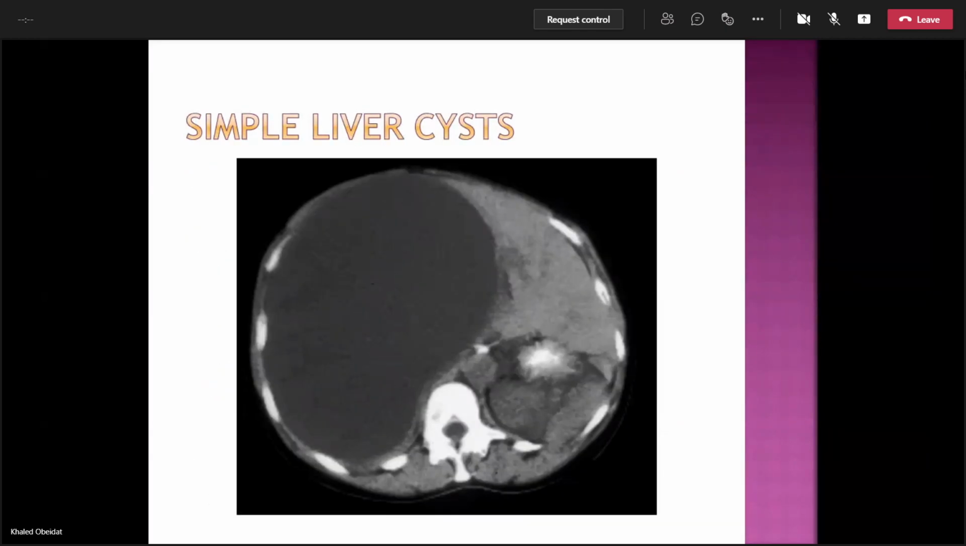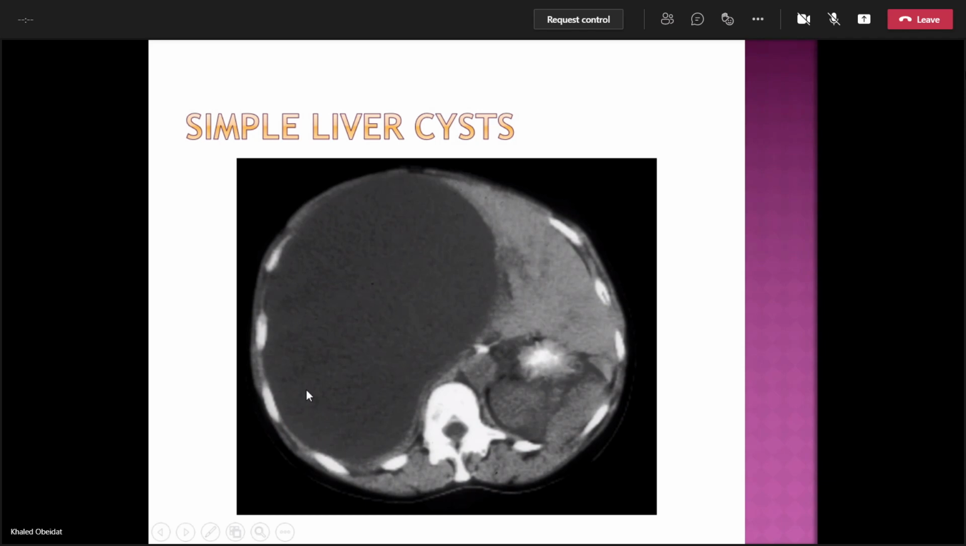This is how they appear on imaging. Here we can see a large cyst. We can see the fluid density here. There are no septations, although of course we may see multiple levels. We look at the wall. It is a simple, thin wall. So there are no structures, no nodules. If there were, we would call it cystadenoma, for example, which is not a simple cyst. This one is simple, no lining, no septation.